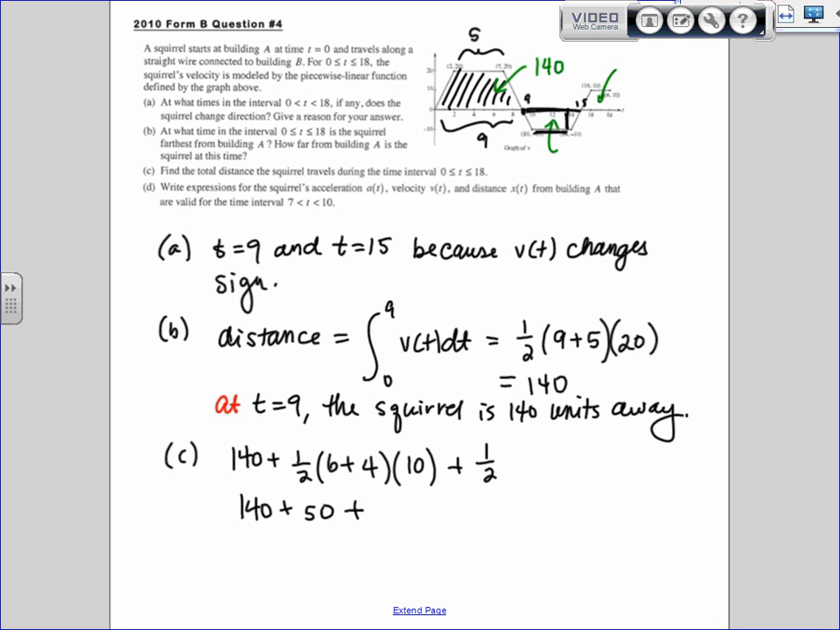Okay, and the last one is 1/2 base 1 plus base 2. Can you guys see them? So 15 to 18, so 3 plus 2, and then the height, 10. So it's going to be 5 times 5, so 25. Okay, so we get a total of 165 plus 50, 215. Is that right?